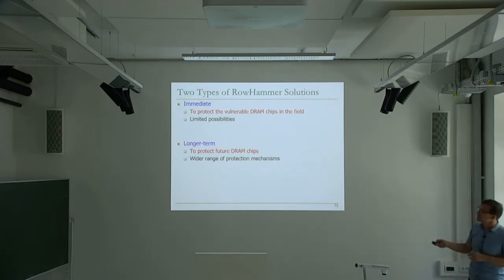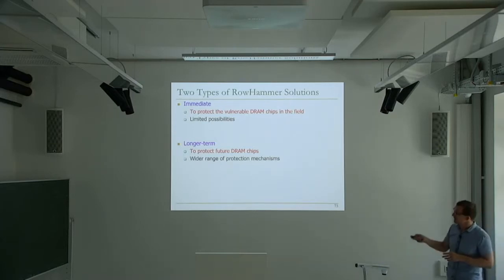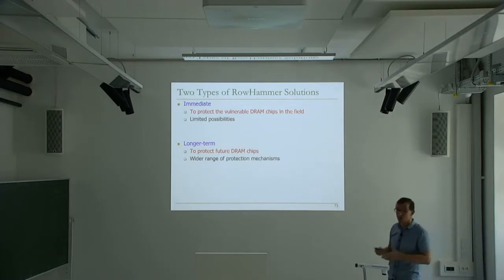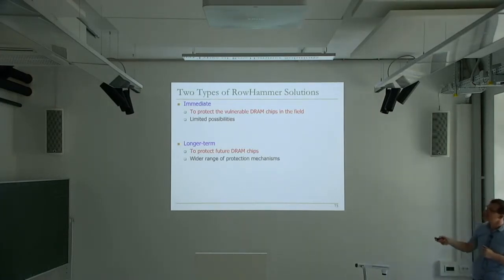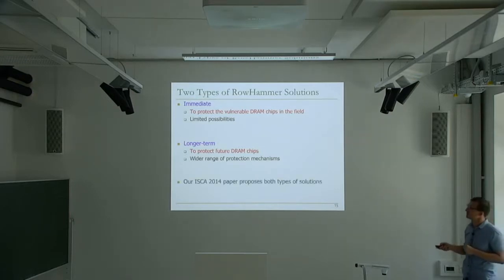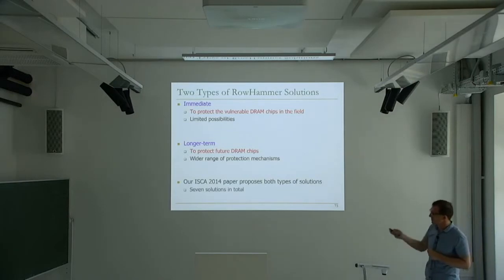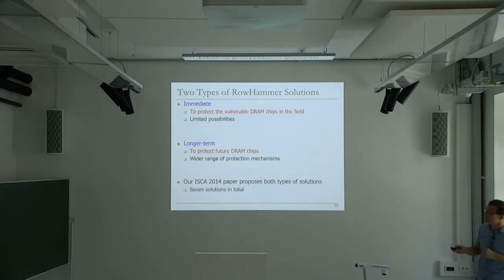But the longer-term solution needs to be more principled, because it requires protecting future DRAM chips. And now we can also enable a wider range of protection mechanisms by thinking ahead. Right? So that's why I like dividing these into immediate and longer-term solutions. And the ISCA paper proposes both types of solutions. Actually, there are 7 solutions in total. I'm going to go over some of them.